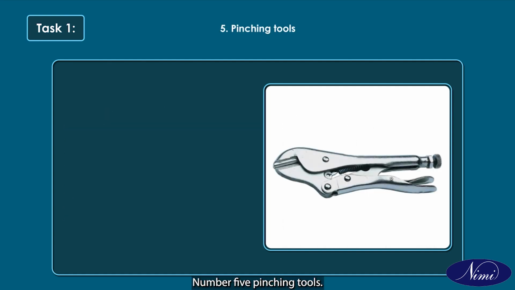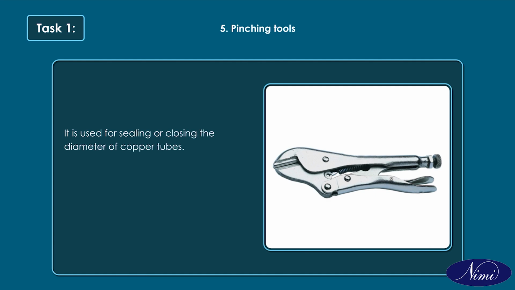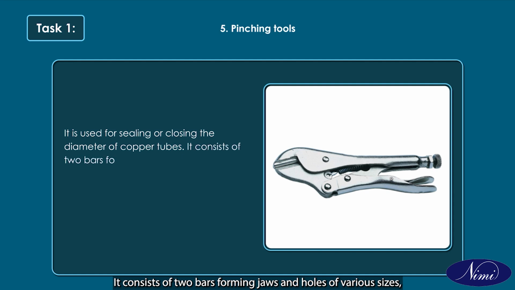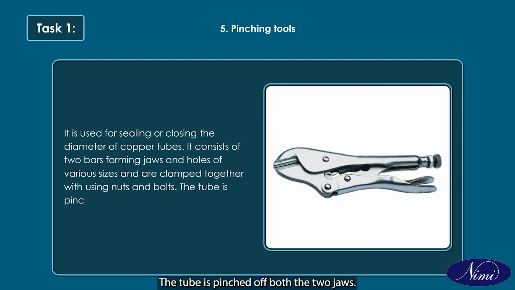Number 5. Pinching tools. It is used for sealing or closing the diameter of copper tubes. It consists of two bars forming jaws with holes of various sizes, and they are clamped together using nuts and bolts. The tube is pinched off between the two jaws.